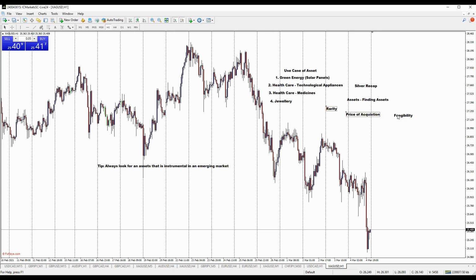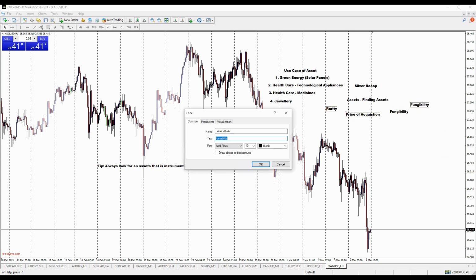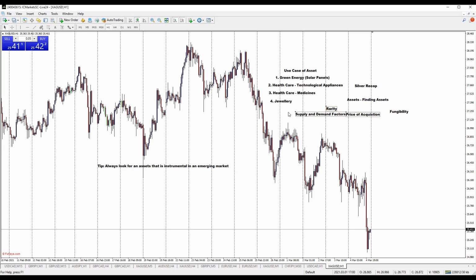which is supply and demand factors. Okay. So with the rarity, the next thing you want to look at is your supply and demand factors, in the sense that, for example, we know from the last lesson that silver, as opposed to gold, has more use cases because of its chemical structure.